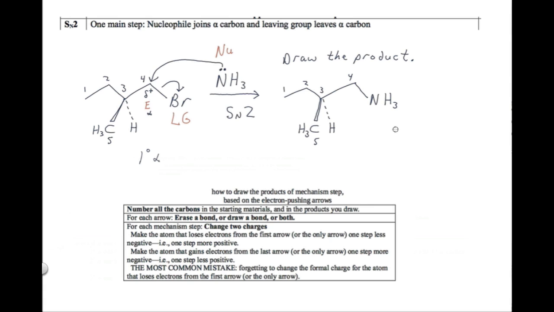Now, something else we have to do is change charges. As we've discussed, we should make the atom that loses electrons from the first arrow one step less negative. Well, this is the first arrow in the series, so we should make the atom that's losing electrons from this first arrow one step less negative, because it's losing electrons. So what will be the new charge on this nitrogen? Well, if this nitrogen is already neutral and it becomes one step less negative, isn't that the same as one step more positive? So the nitrogen should end up with a positive formal charge.